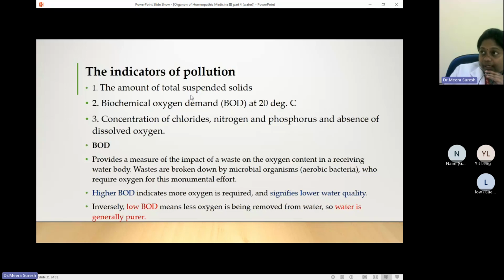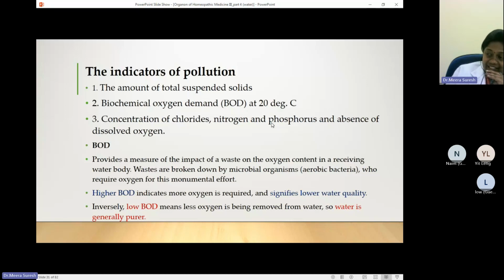The oxygen demand by the bacteria at 20 degrees Celsius is very high, which means the oxygen that is remaining in that water body is very less. It shows that it is highly polluted.